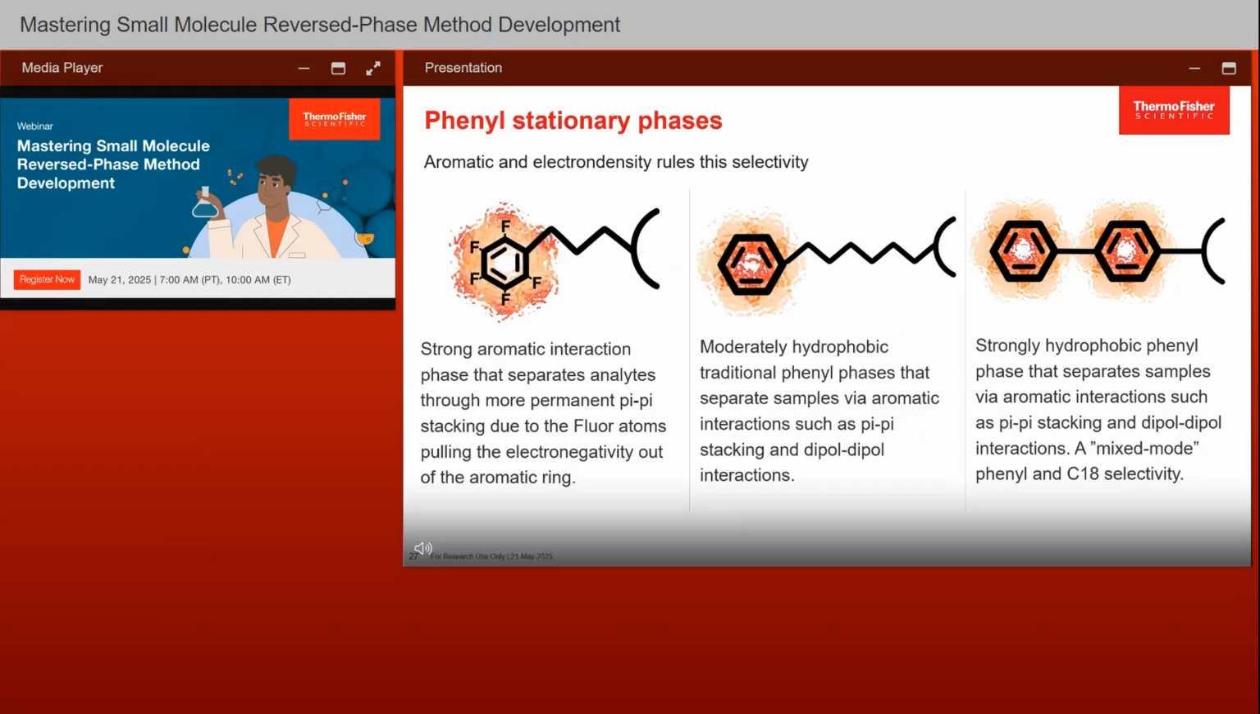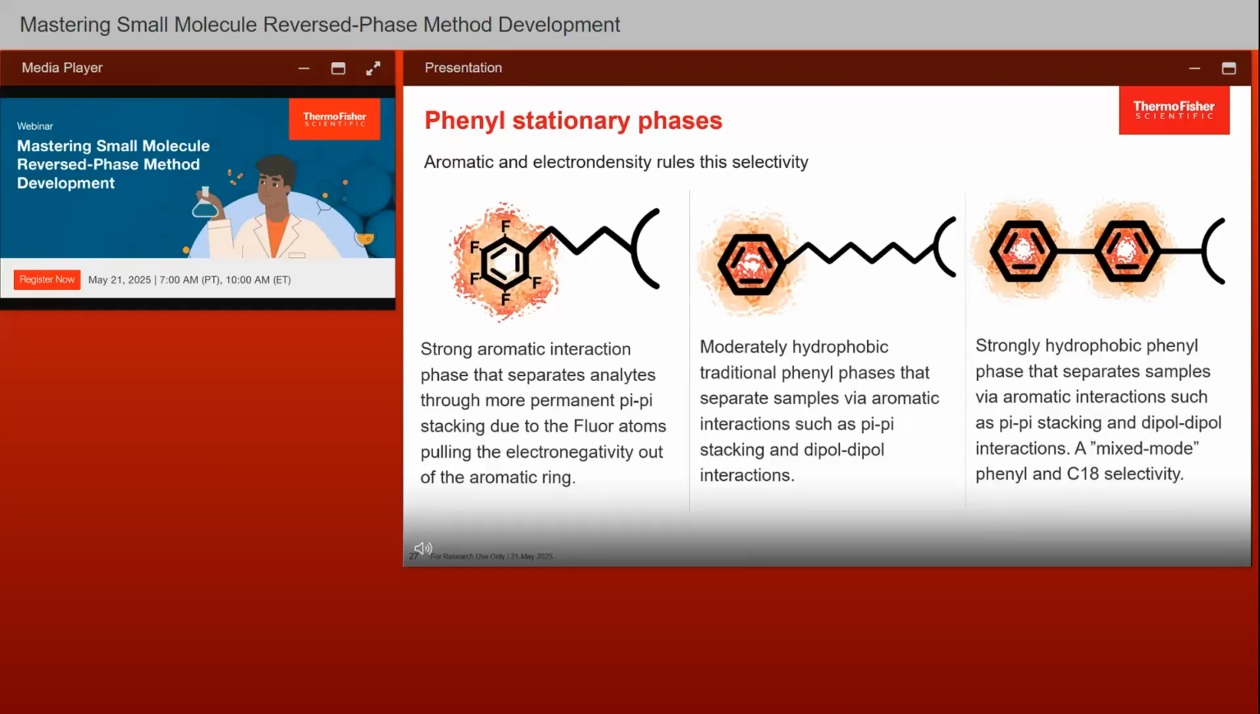Here we have three very distinct aromatic phases: PFP, phenyl hexyl, and biphenyl phases. What's interesting about the aromatic phases is the distribution of the electron cloud. In the case of PFP, it contains fluoro atoms, and these act as electron withdrawing, pulling the electrons away from the aromatic ring. This creates a negative charge outside the ring and a positive charge inside the ring, which improves the interaction with other aromatic isomers and halogenated aromatics.